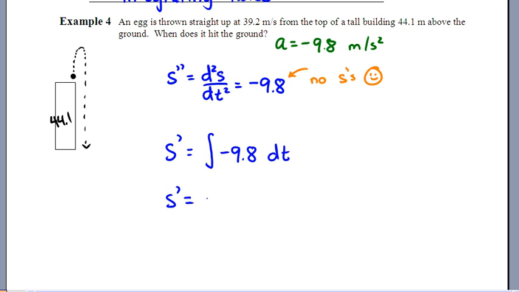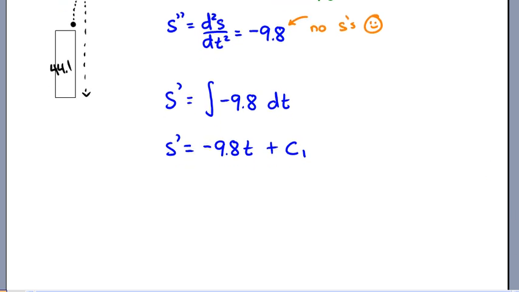So the velocity is actually negative 9.8t plus some constant. Now I'm going to call this constant number 1 because we're going to get multiple constants in this story. Each time we do an integration, an antiderivative, we're going to get a constant. Okay, so let's go for our first initial condition and see if we can find this C1. I need to know some boundary value, some bit of information about velocity. And I do have one.